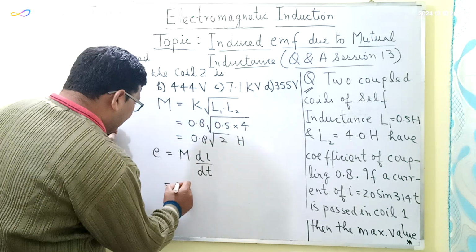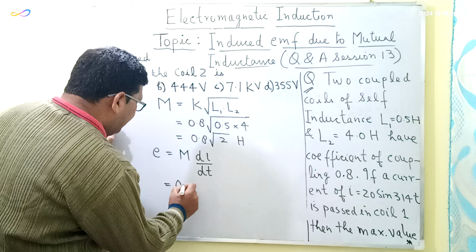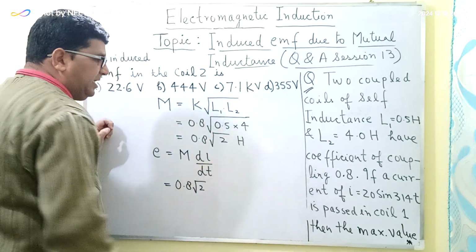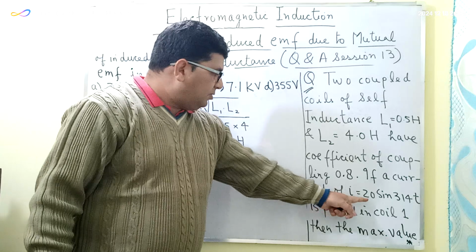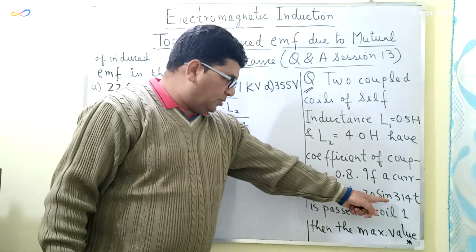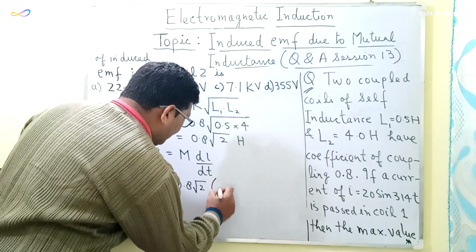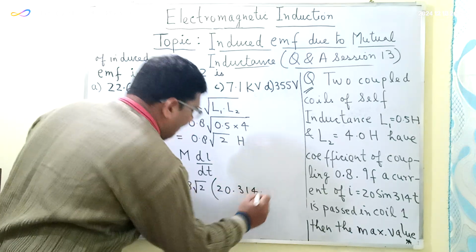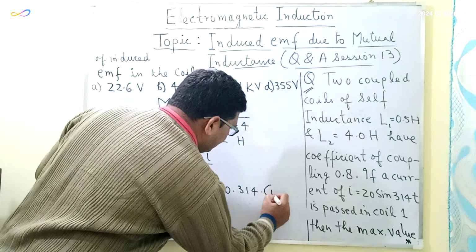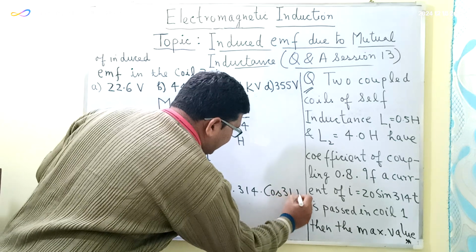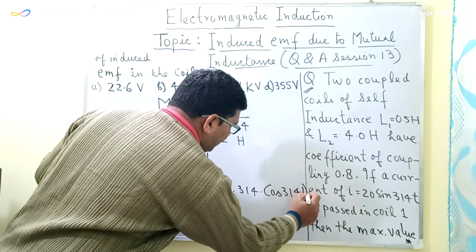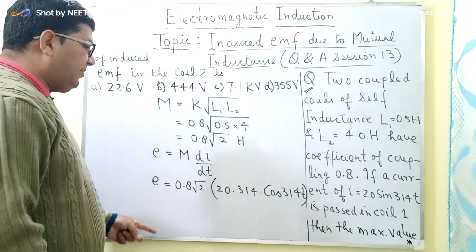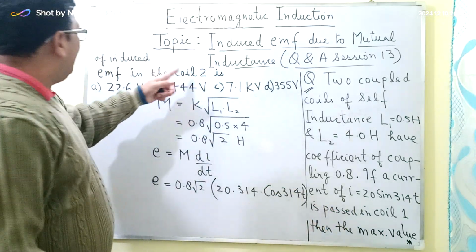So I will be putting this value here, that is 0.8 into root 2, and di upon dt will be equal to 20 into 314 into cos 314t. So this is the value of the induced EMF in coil number 2.